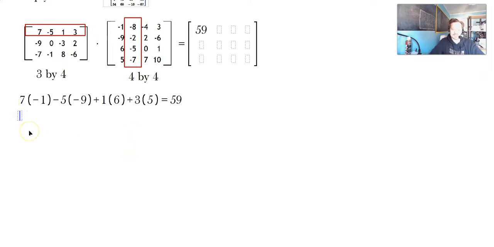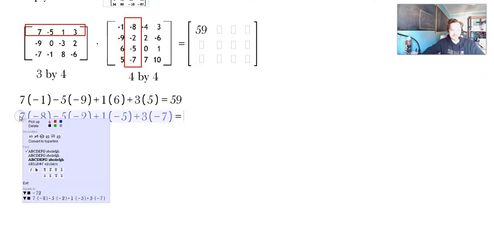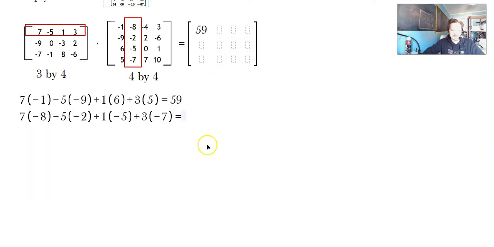Then you take this and you scan over to the next one and you go through the same process. So 7 times -8 and then -5 times -2. Let me do that again. So -5 right here times -2, and then plus 1 times -5, and then at the end, plus 3 times -7. So I've multiplied this row by the second column of the second matrix. You punch this in, that gives a value of -72, and this -72 then goes across the top here.